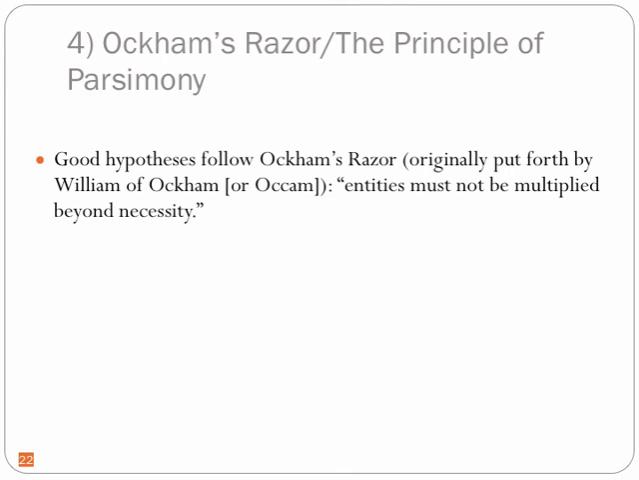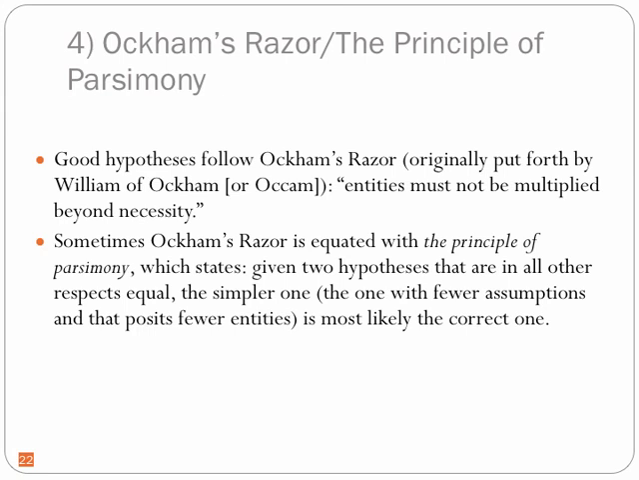It's also spelled Ockham with two C's. The way he phrased it was in Latin, so this is the translation of the Latin from him originally: Entities must not be multiplied beyond necessity. But the way that it's often phrased today, which is sometimes called the principle of parsimony, is like this: given two hypotheses that are in all other respects equal, the simpler one, the one with the fewer assumptions and that posits fewer entities, is most likely the correct one. Right? So in short, the simplest explanation is often the right one. You probably have heard that before. So that's an echo of Occam's razor, or the principle of parsimony.